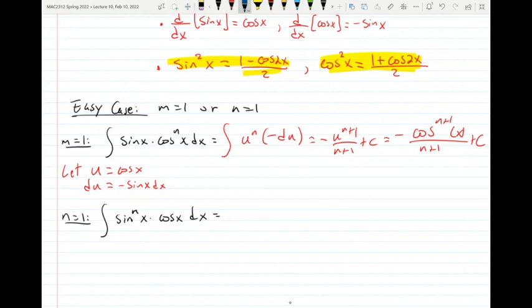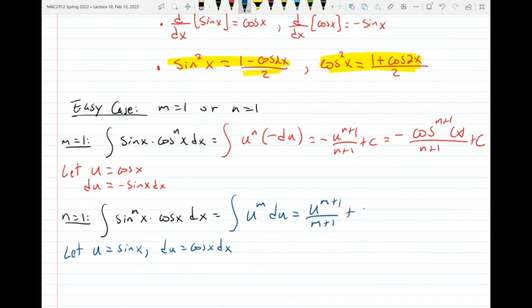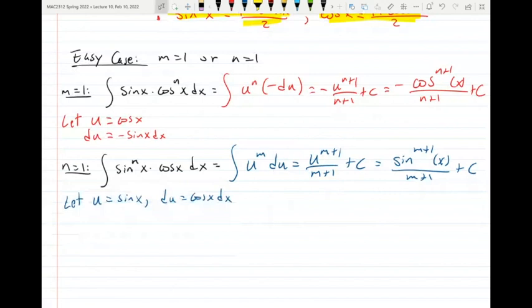What should be our u-sub here? So we let u equal sine. And so du is just cosine. So this becomes the integral of u to the n du. So that's u to the n plus 1 over n plus 1. So we get sine to the n plus 1 of x over n plus 1. Okay? So that's the easy case, and whenever you can reduce an integral to a case like this, then we're pretty much done, right? Because then we know what to do.